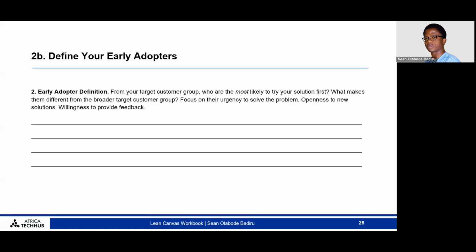Okay. I would want us to look at this in a different way, across board, across all of those sectors or industries we have mentioned. We can have early adopters in each of these industries.